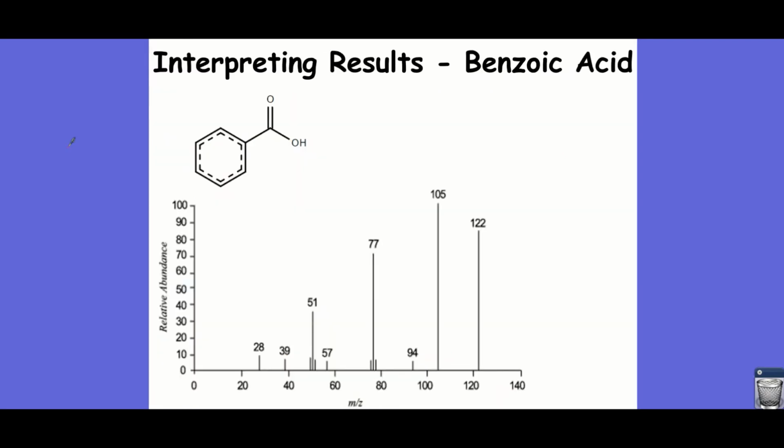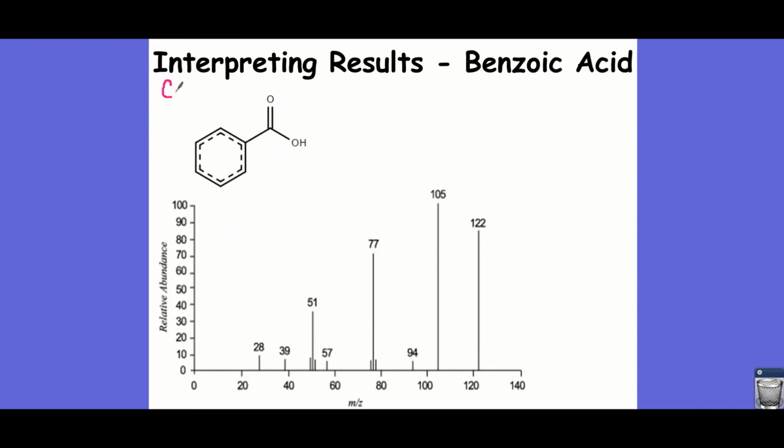So I want to start by looking at the spectra of a known compound, and we're going to look at benzoic acid. I want to do this just to highlight to you the different features and how detailed a mass spectra can actually be. So here we have benzoic acid.